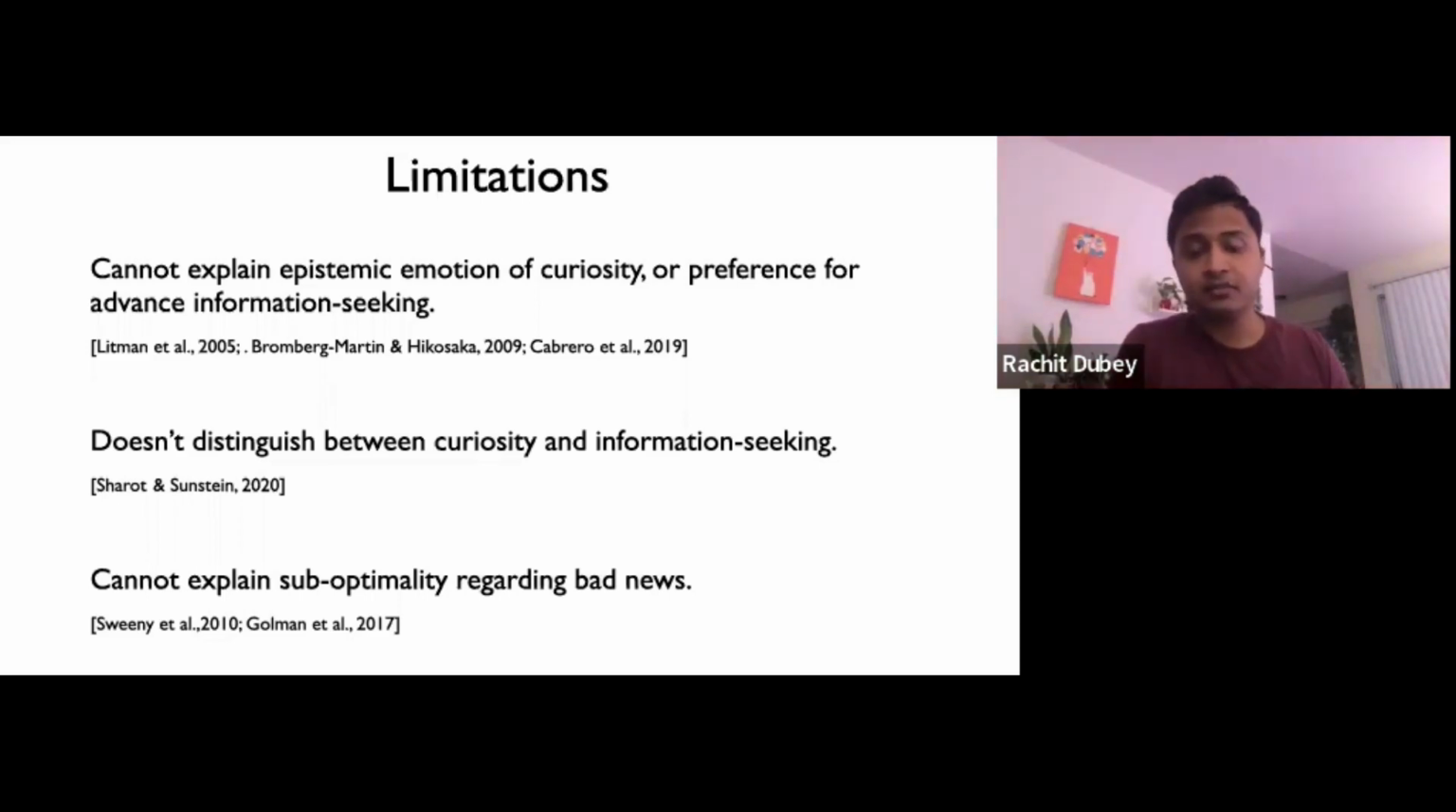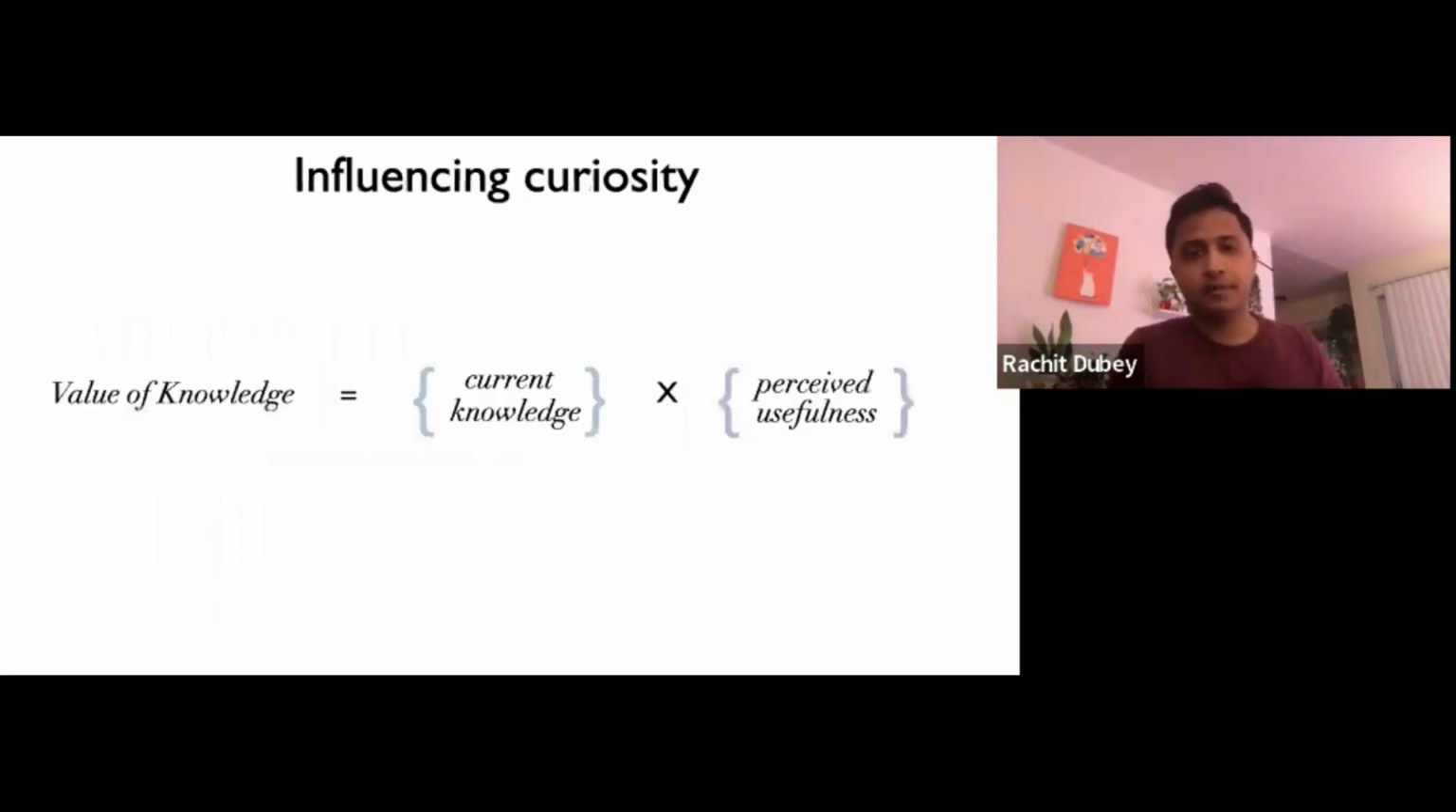And because of this, we also cannot explain why people choose not to seek out information for bad news, such as finding the result of their medical tests. Despite all of these, some of the implications of our work are a little bit interesting because this framework provides systematic ways in which we can influence curiosity.